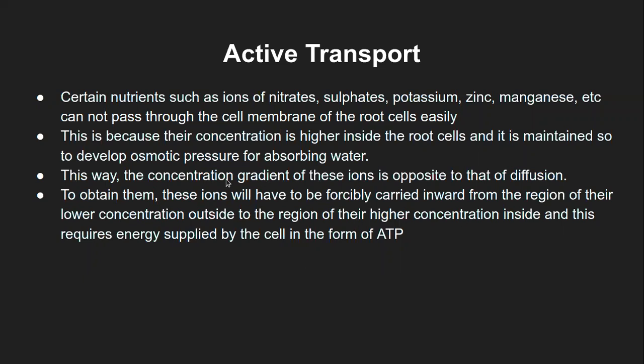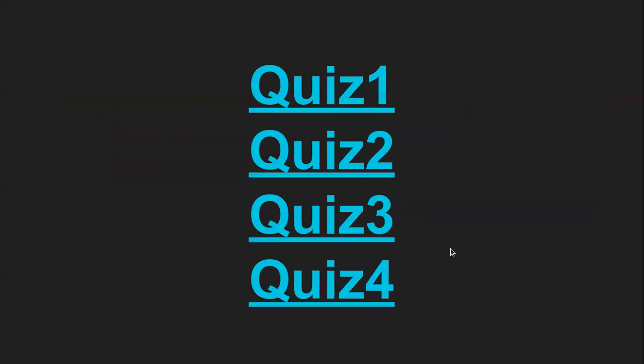And of course, this way the concentration gradient of this ion is opposite to that of diffusion. That is very obvious. Active transport is the process opposite to diffusion, but with the help of energy. And to obtain these ions, these ions will have to be forcibly carried inward from the region of lower concentration, that is outside in the soil, to the area of higher concentration, that is inside the root hair cell, and this will require energy which is provided by the cell in the form of ATP.